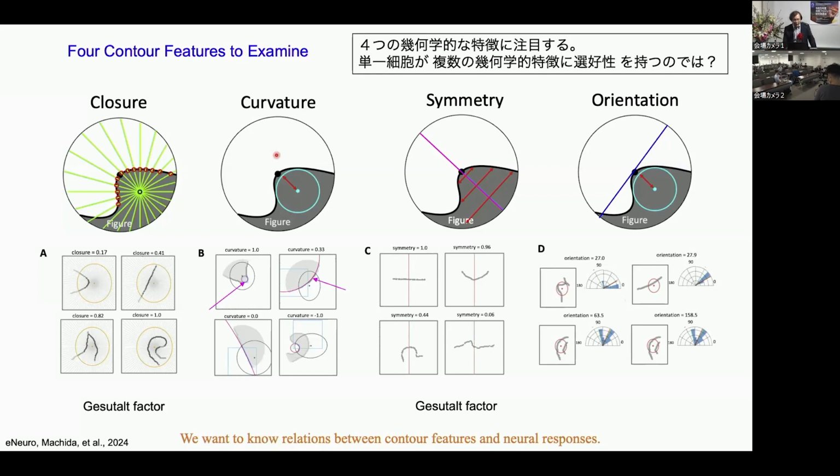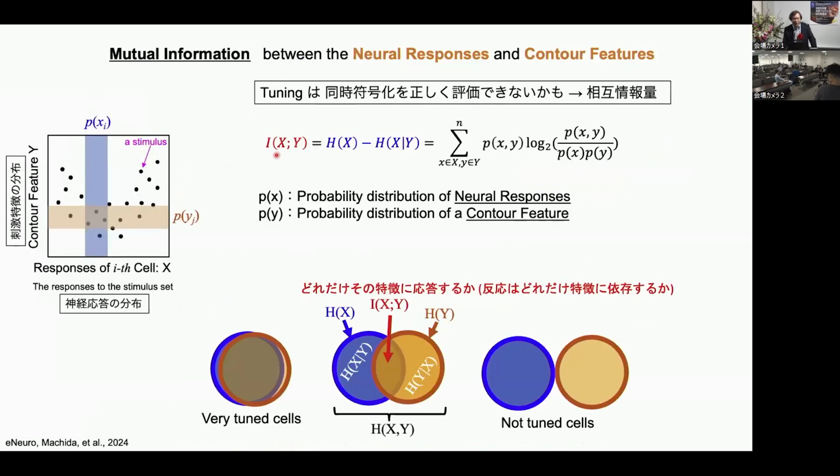So we want to know the relation between these contour features and neural responses. To do that, we compute the mutual information between neural responses and contour features. Again, I don't need to talk about the mutual information here in the institute. It's very easy. Oh, maybe I need to explain a little bit about this. We get a probability distribution of the contour features within stimuli, and we got the response distribution from the cell. So we can compute the mutual information. And this is the result.